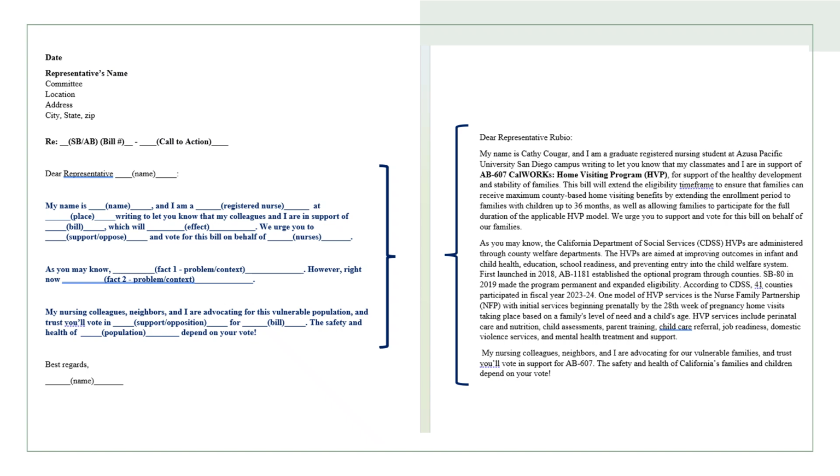Then the second paragraph is as you may know, and this is where you put some data in. The data that's listed there is from the bill analyses from the committees in the legislature. And then the final paragraph: my nursing colleagues, neighbors, and I are advocating for our vulnerable families and trust you'll vote in support of AB 607. The safety and health of California's families and children depend on your vote.